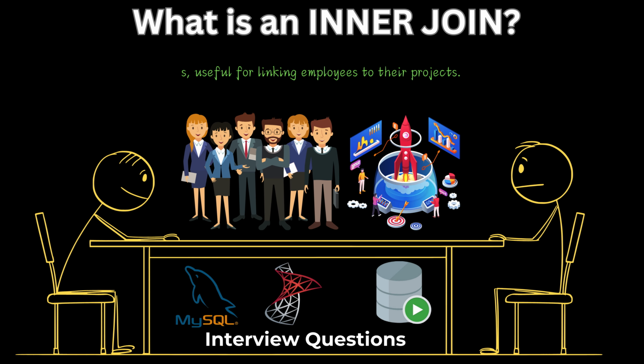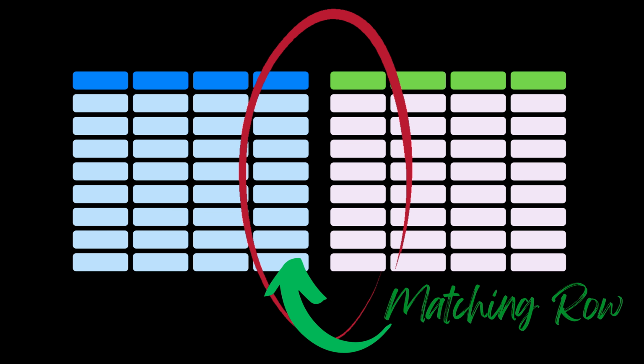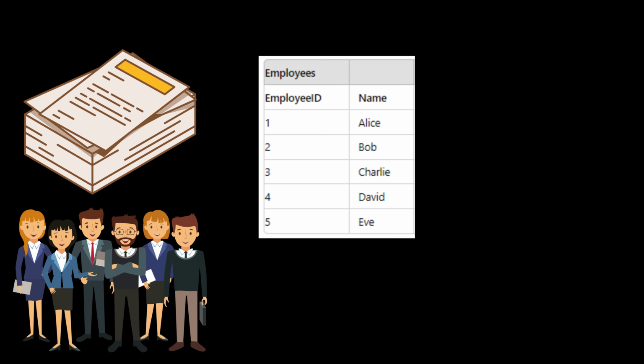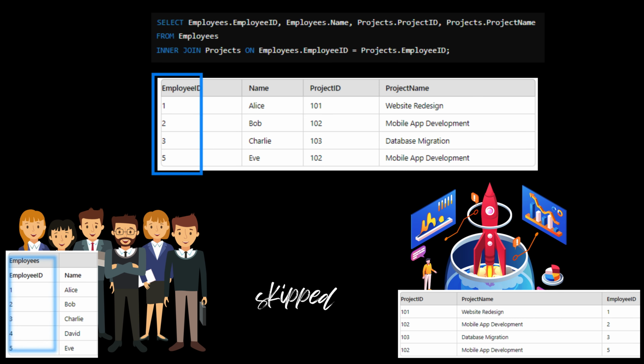What is an inner join? Inner join returns only the rows that have matching values in both tables. You have a list of employees and a list of projects. An inner join between employees and projects will show only the employees who are assigned to projects.